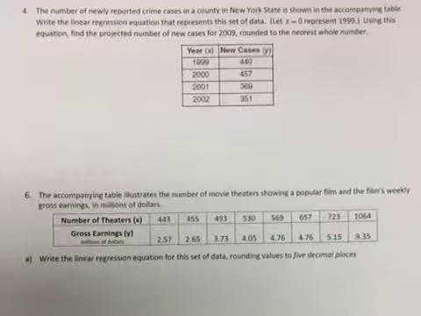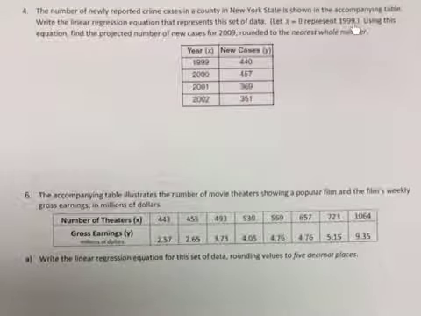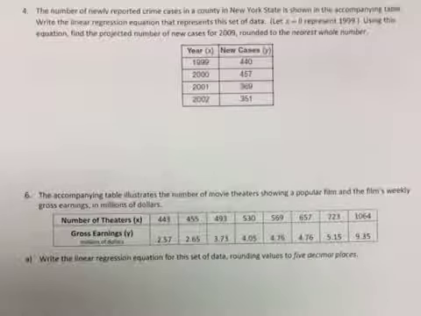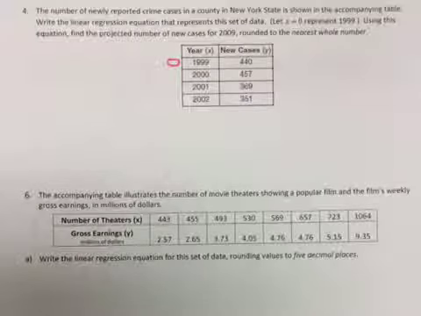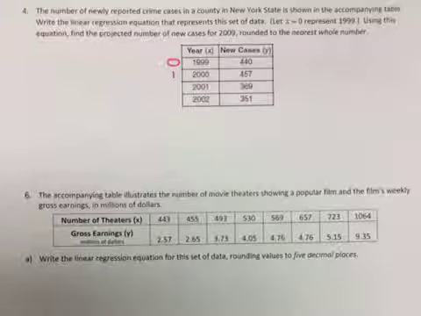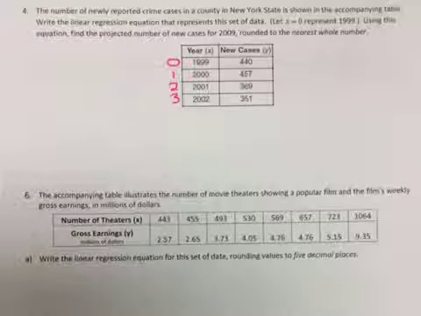If we're going to be letting x equals 0 represent 1999, then when we go to plug these in our calculator, we're not going to plug in a 1999. We're going to be plugging in a 0. And if 1999 represents 0, then 1 year later, 2000 would represent 1. 2001 would represent 2, and 2002 would represent 3. So be really careful when you plug these in your calculator to use those numbers.